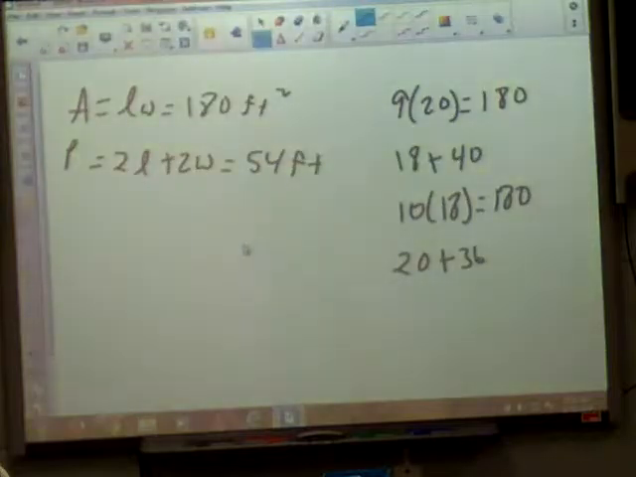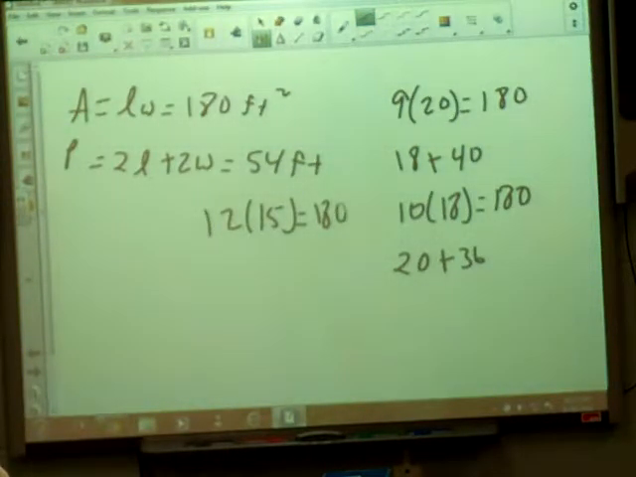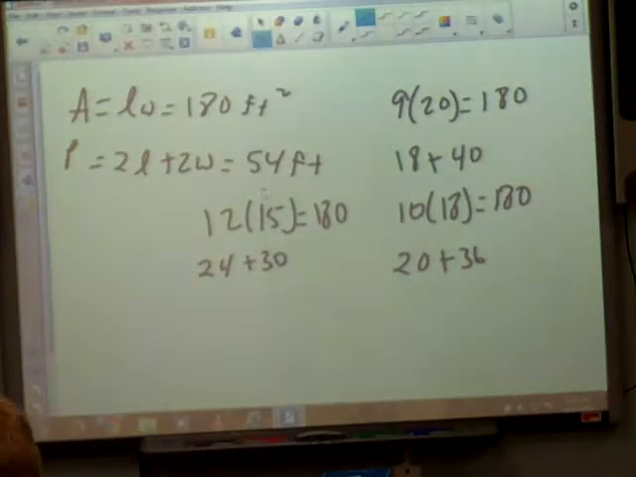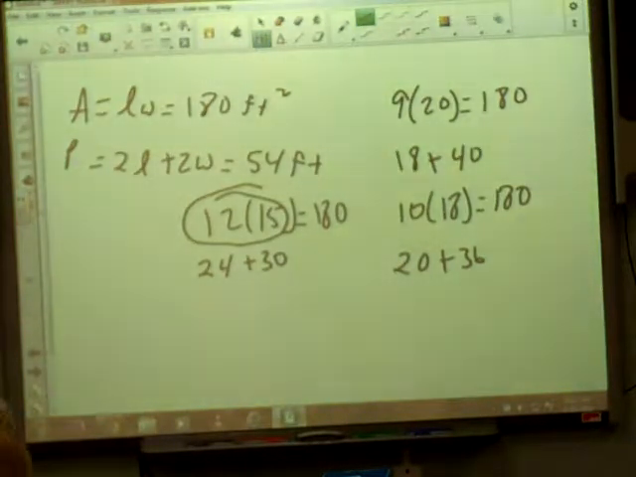Then I did the 12 by 15. 12 times 15 again was 180. 2 12s is 24. 2 15s is 30. 24 plus 30, ding, ding, ding, that is 54. So it was the 12 by 15 room. I like those kinds of problems.